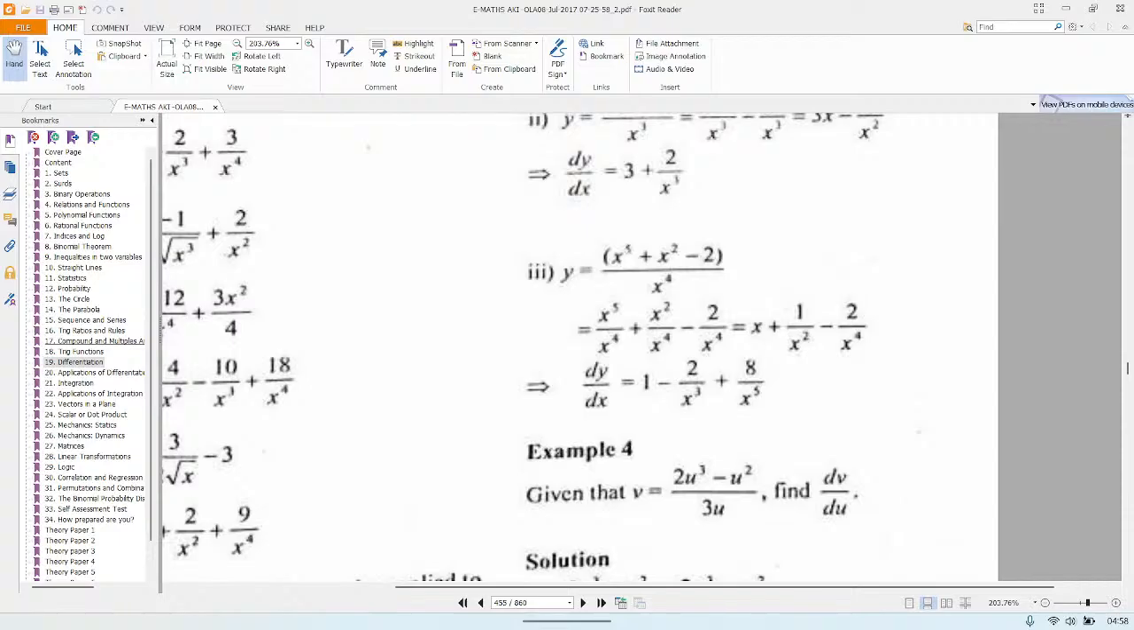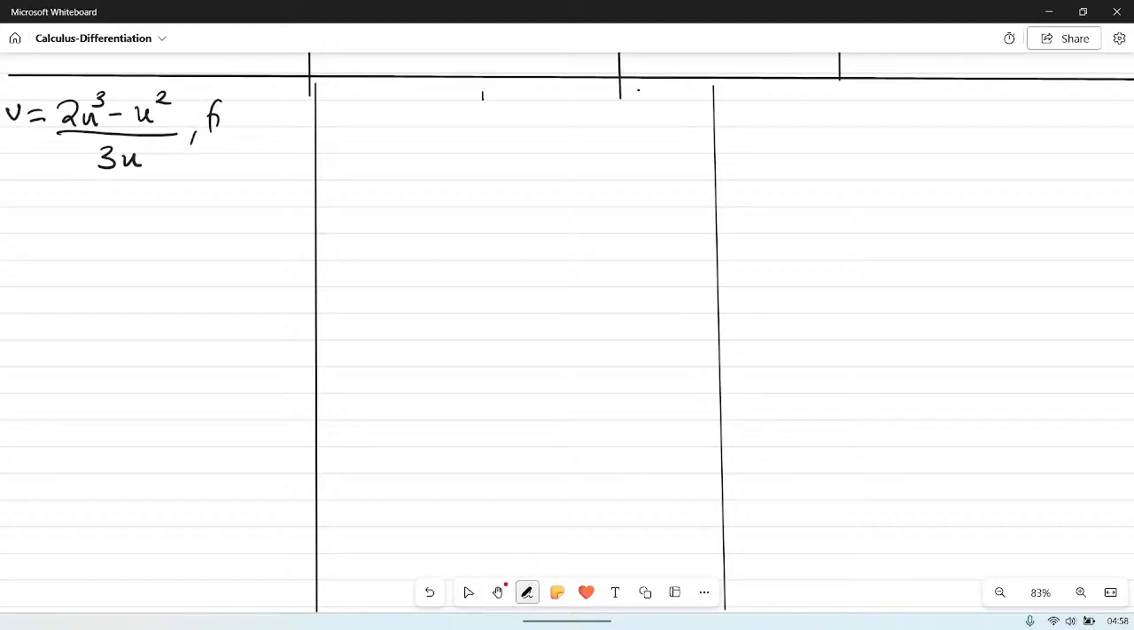u cube minus u square. 2u cube minus u square. Then equals 2u cube minus u square over 3u. Now they want to find dy/du. Be careful how you write dy/du.